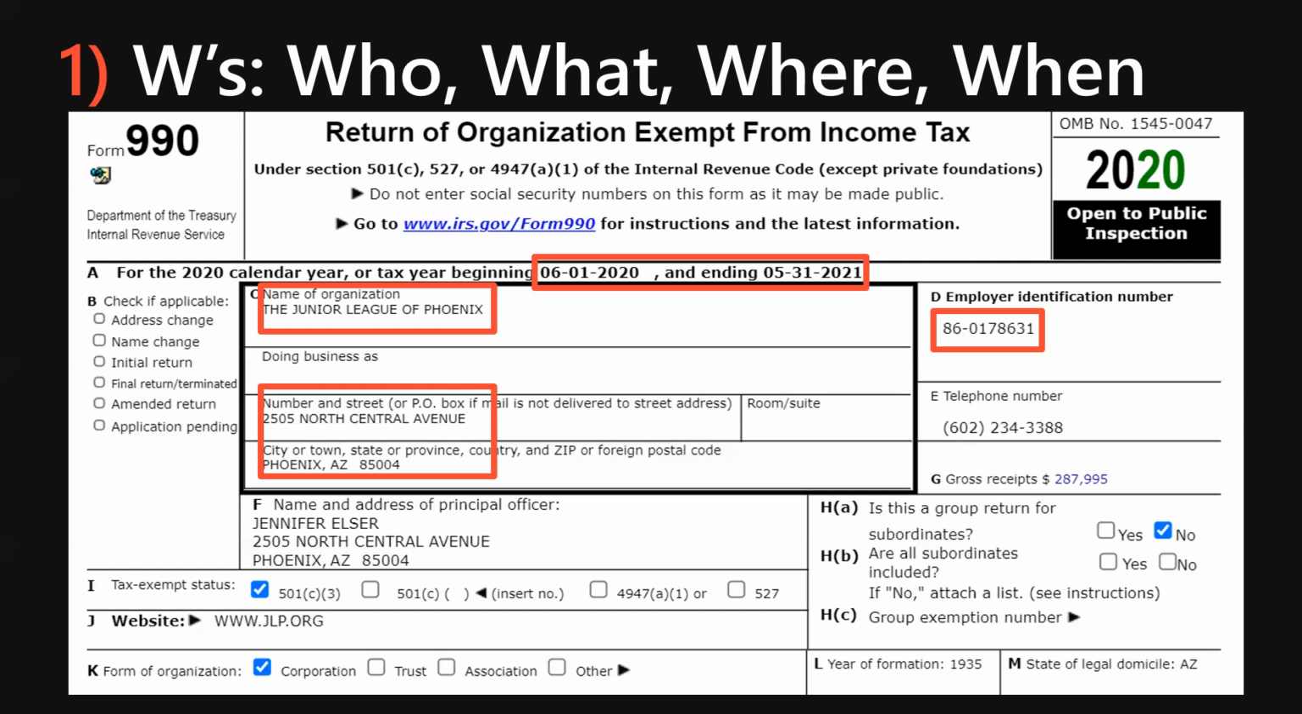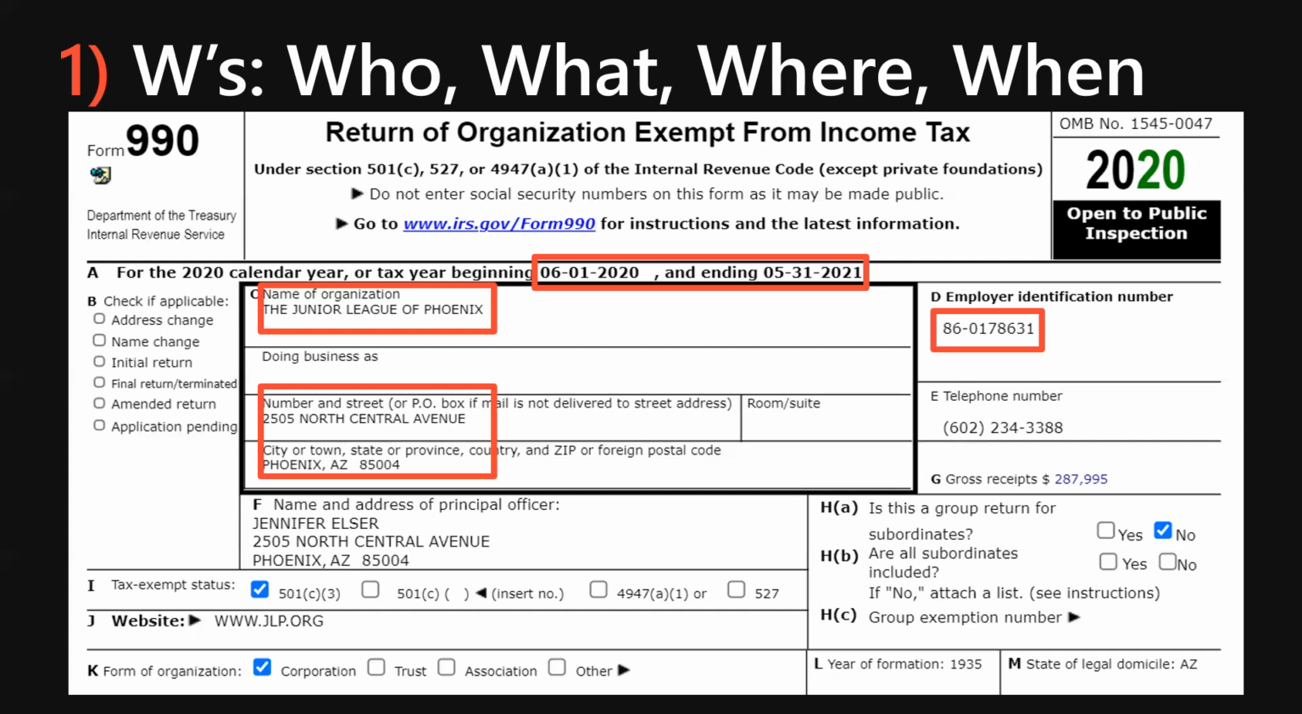The tax year. Because the Junior League year falls in that strange month, you'll notice for the 2020 calendar year or tax year, it actually says June 1 to 5/31, but this is using the tax form 2020. I mention this only because you want to be aware of what fiscal years you're looking at.